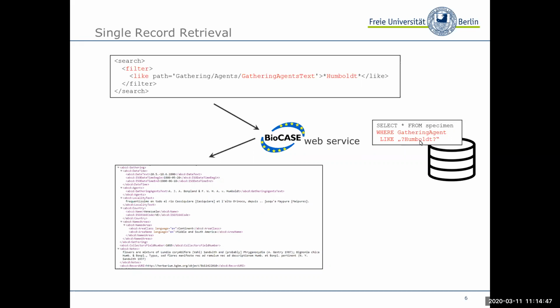And you see this type of filter in the request. This can be done with all the data items you publish. So instead of having the gathering agent, the collector, as a filter, you could use a collector field number. You could use any identification results, the scientific name, higher taxa, or geographic information. Anything you can publish, you can use as a filter for requesting individual records.